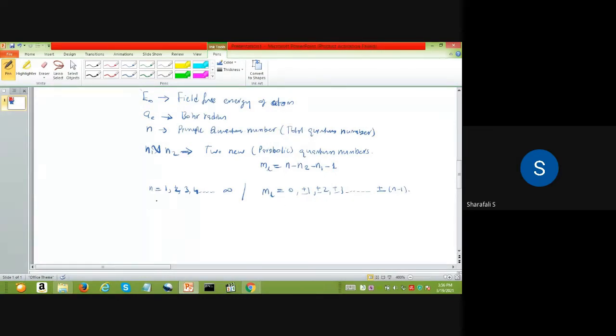Then we have n1 values. So n1 can take values as 0, 1, 2, 3, etc. up to n minus 1. Similarly, n2 also can have values 0, 1, 2, 3, 4, etc. up to n minus 1.